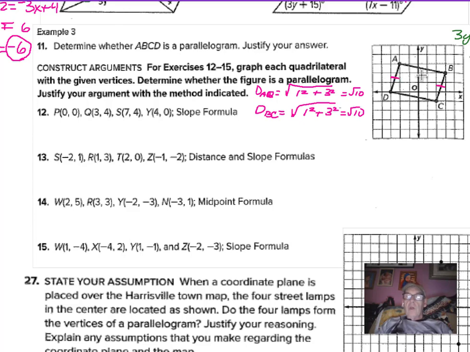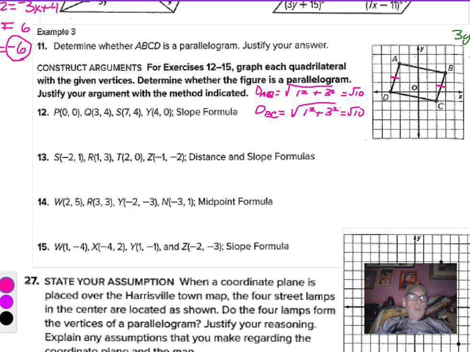Those are congruent. Now, if we can show that AB, we got some choices. If we show AB and DC are congruent to each other, then we have a parallelogram because we have pairs of opposite congruent sides. Or if we could show that AD and BC are parallel and congruent at the same time, that would be enough for this to be a parallelogram. But I want to do the distance formula for A and B now.